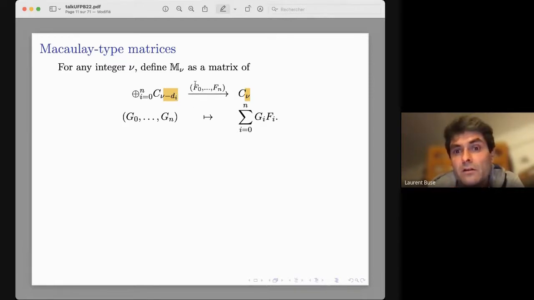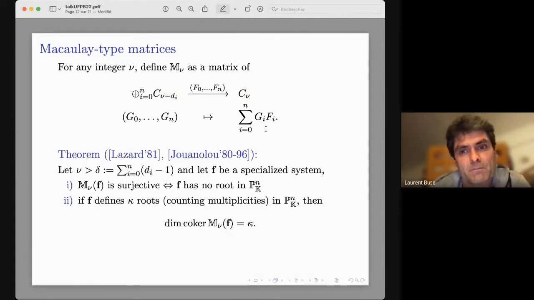So this is again the multiplication map by f0 up to fn, which is also called the first map of the Koszul complex. It sends this (n plus 1)-tuple of polynomials g0 up to gn to the sum of gi fi. Okay, so if you look at this map, it only depends on the coefficients of the fi. And so this is the usual generalization of the Sylvester matrix.